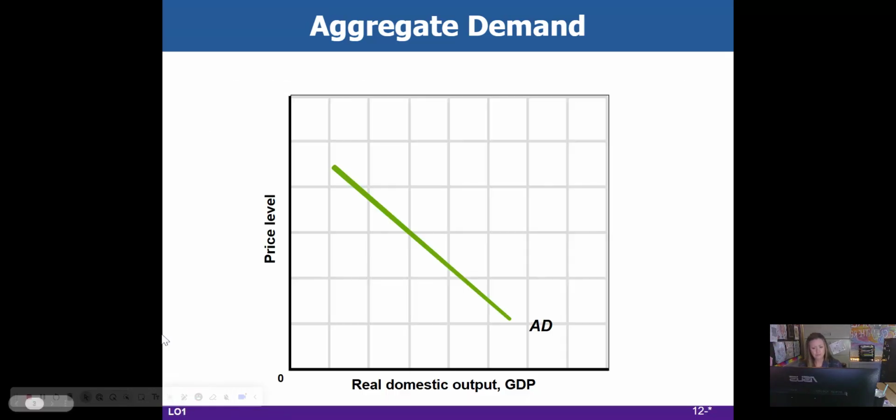So when we look at an aggregate demand curve, it's going to look really familiar. The curve itself is that same downward sloping curve as we saw in the law of demand, but what you'll notice is on the y-axis, instead of price, it is labeled as price level, so it's a reference to inflation. And instead of quantity on the x-axis, we've got real domestic output, or in other words, real GDP.